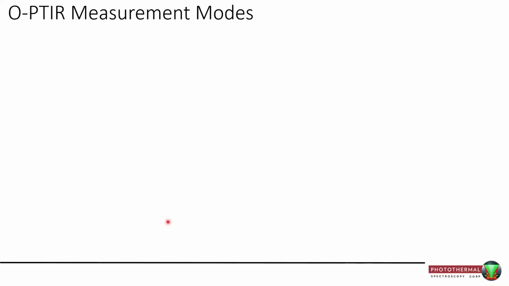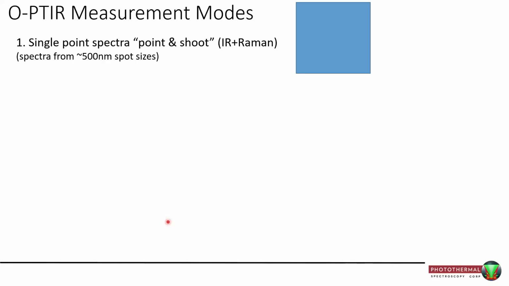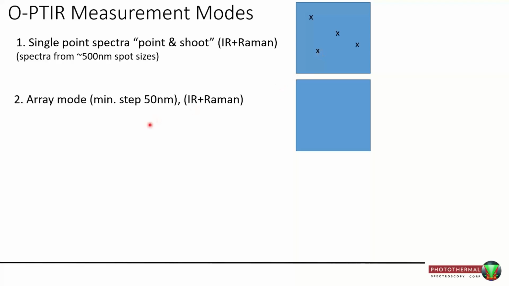So in terms of OPTIR measurement modes, there are three modes of relevance to this sort of application setting. If that blue box represents your measurement field of view as seen on the software camera view, you can simply point and shoot, click a few points and say, hey, give me some infrared or Raman spectrum from here. And the measurement spot size there will be about 500 nanometers in diameter. Right, you could also work in array mode.